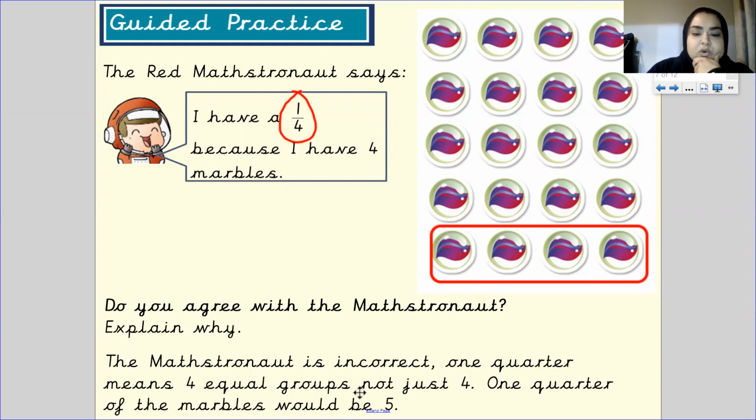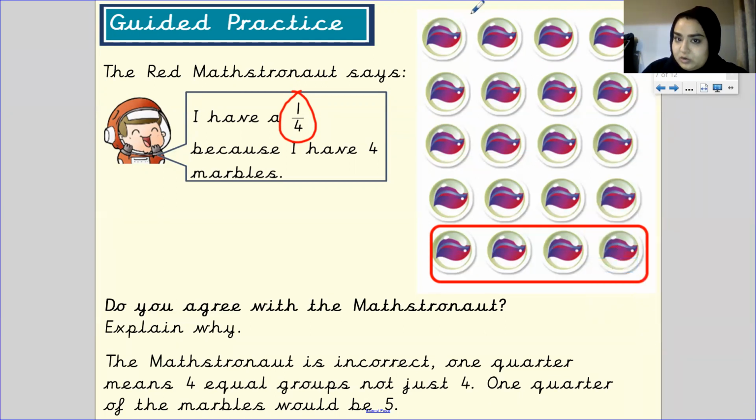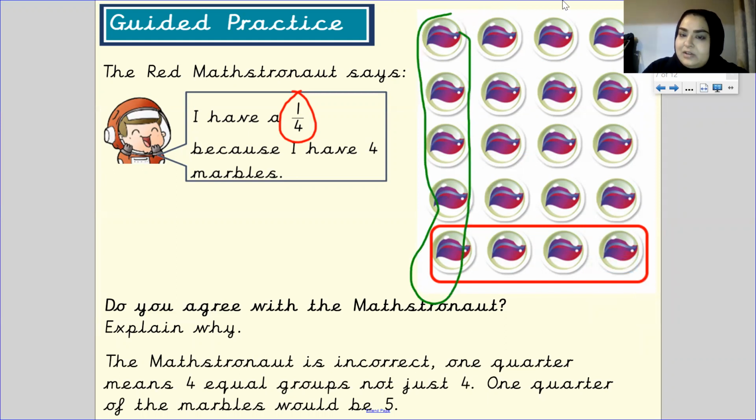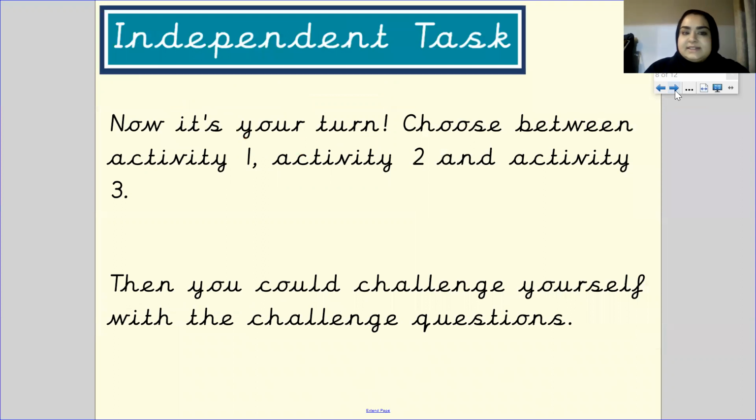1/4 means 4 equal groups, not just 4. 1/4 of the marbles over here would be 5. If he does it this way, where he has 4 marbles, that gives me 5 equal groups, but we're not looking at that. We're looking at quarters. Quarters is 4 equal groups. So if he was doing 1/4, which is 4 equal groups, it would be 5 marbles, yeah? Like that. Okay, fantastic.